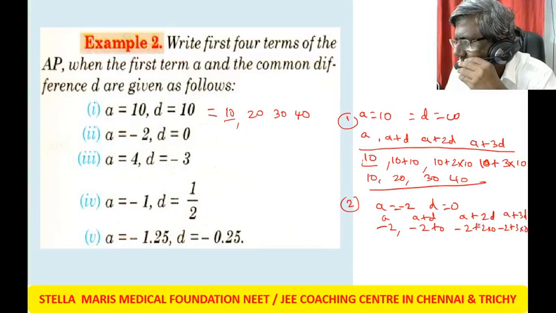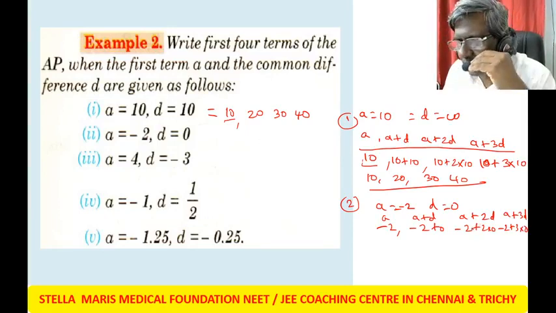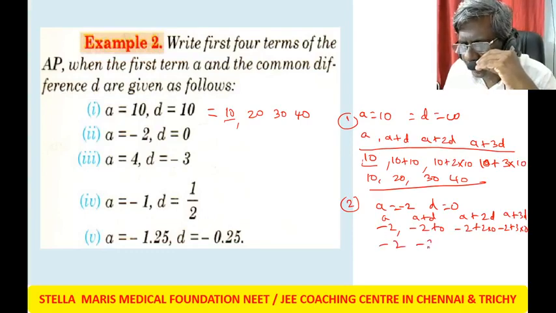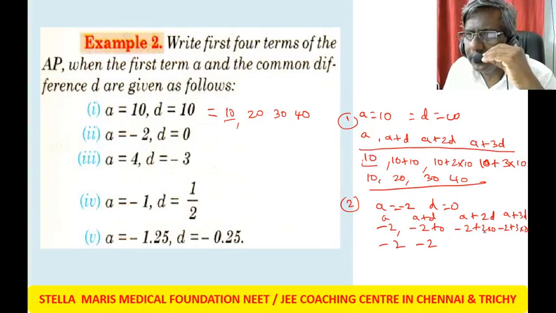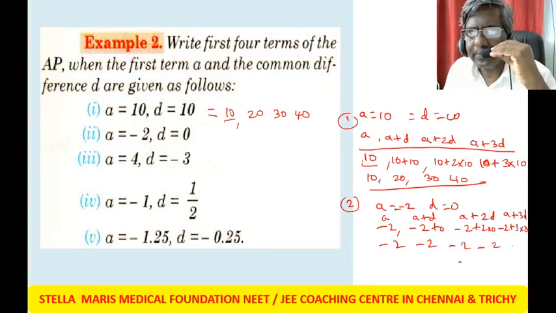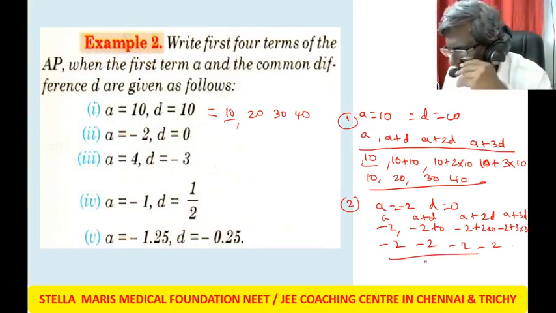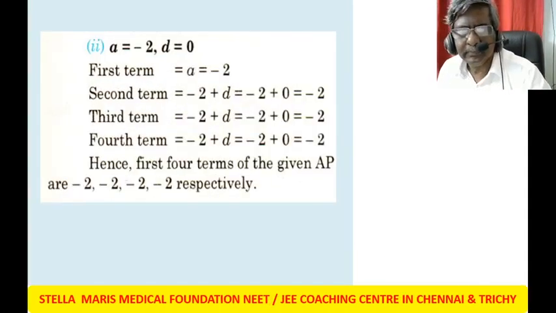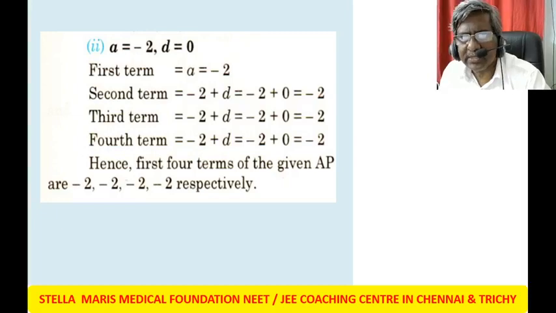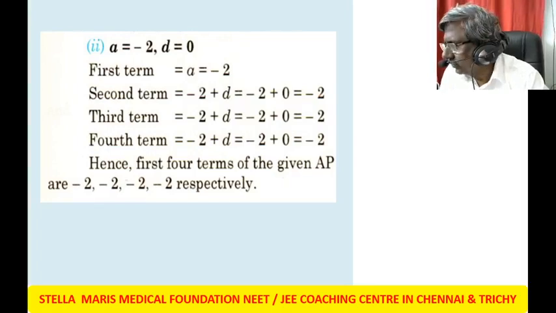Everybody understands this? Why are you finding it difficult? See here, that will be minus 2. Minus 2 plus 0 will be minus 2. Minus 2, 2 into 0 is 0, so it will be minus 2. Then minus 2. Is this an AP or not? So the first 4 terms of the given AP will be minus 2, minus 2, minus 2, minus 2 respectively.